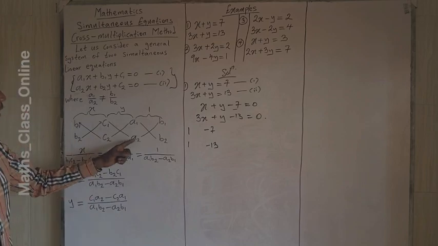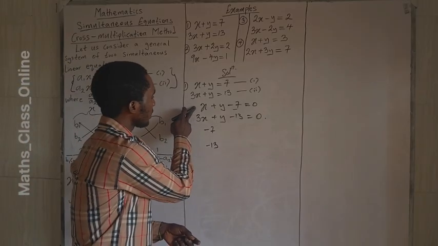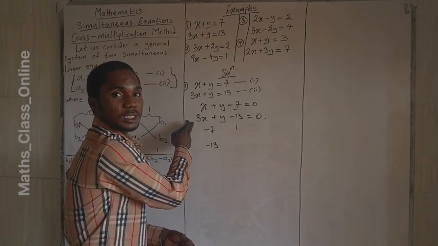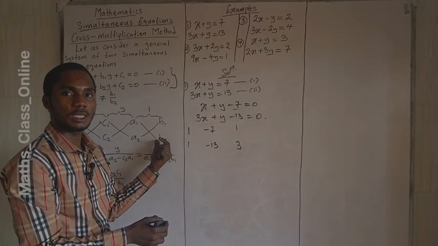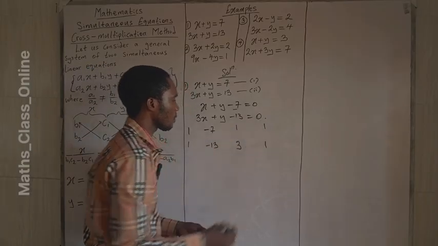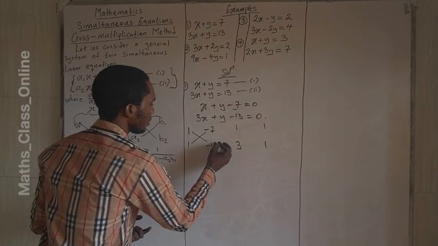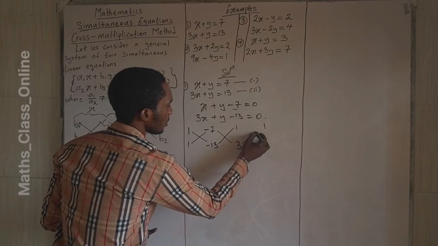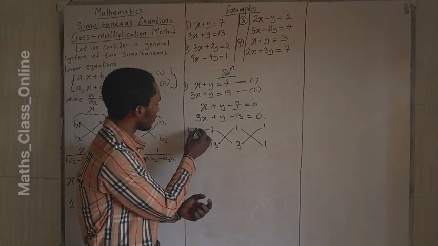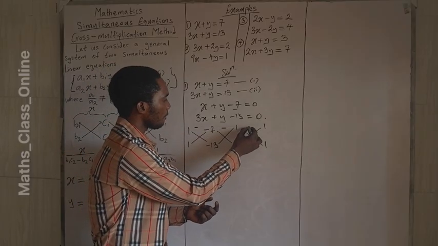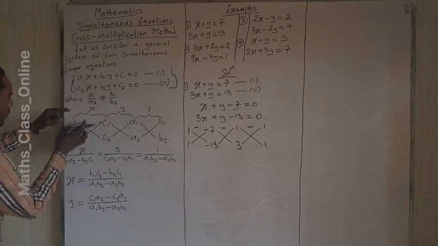And next, a1, a2, coefficient of x in equation 1, coefficient of x in equation 2. Coefficient of x in this equation is what? 1. Coefficient of x in this equation is what? 3. And back to the coefficient of y in equation 1, coefficient of y in equation 2, and that is 1, 1. Next is to cross multiply. We will multiply this and this together, and so on, but we are going to take the difference of the multiplication. Minus, minus, minus. The first two columns are for x.